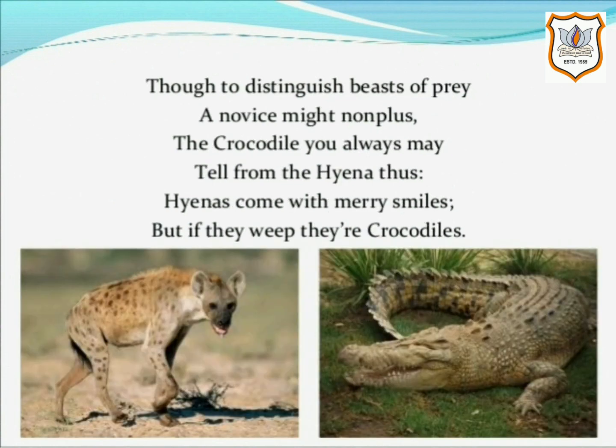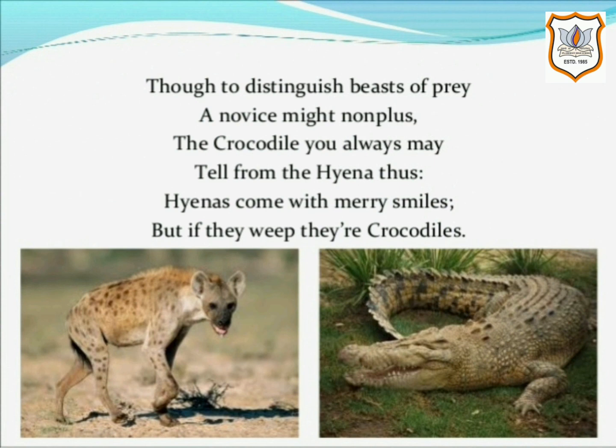Fifth stanza. Though to distinguish beast of prey, a novice might nonplus. Here there are two figures of speech, that is anastrophe and alliteration. Anastrophe because there is inversion in the construction of the sentence for poetic effect. And alliteration because the consonant sound n is repeated in the words novice and nonplus. Next line. The crocodile you always may tell from the Hyenathus. Anastrophe because there is inversion in the construction of the sentence for poetic effect.